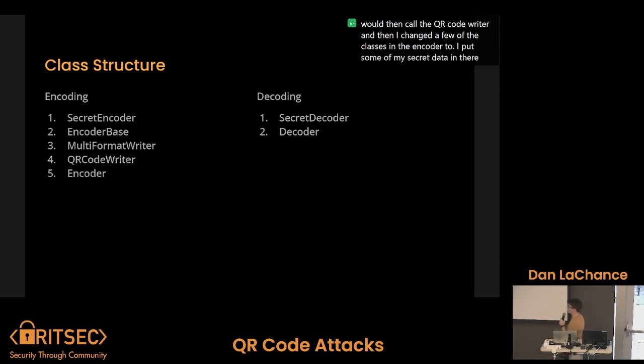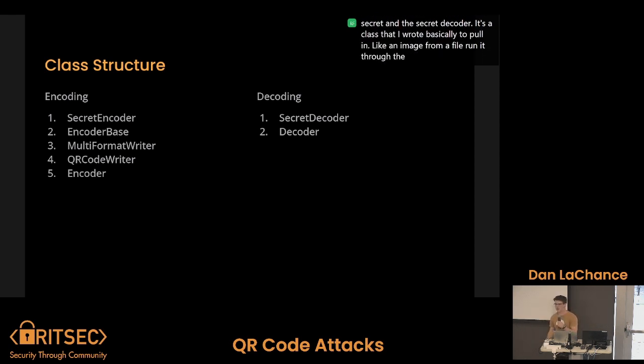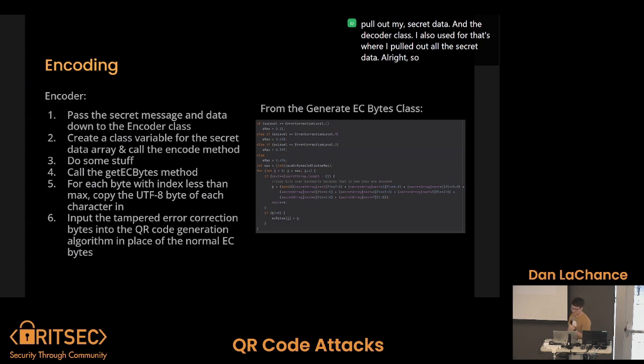And then the decoding is pretty simple. The secret decoder is a class that I wrote basically to pull in an image from a file, run it through the normal decoder, and then from there I get the bit matrix, and from the bit matrix, I can pull out my secret data. The decoder class is also where I pulled out all the secret data from the bit matrix. All right, so encoding.